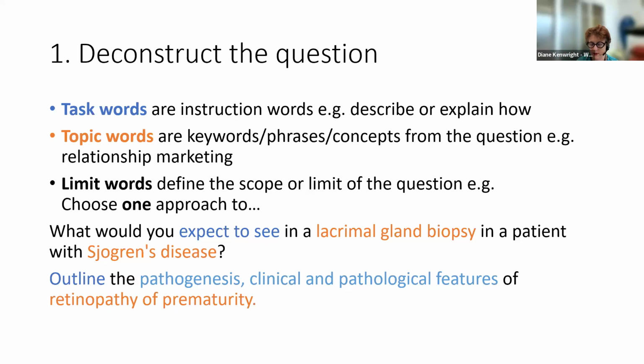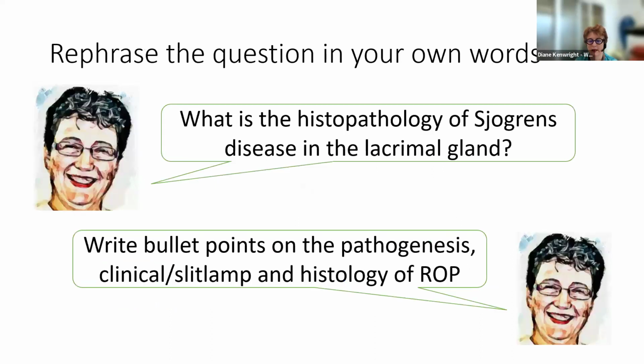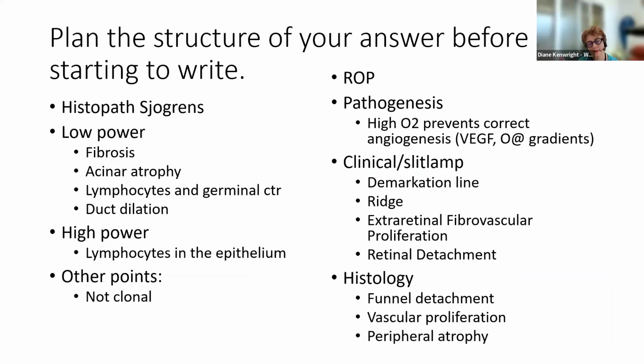All right, so that's the first step, understanding the question. If I've rephrased the questions in my mind, it was: what is the histopathology of Sjogren's disease in the lacrimal gland, for example, or write bullet points on the pathogenesis, clinical and slit lamp, and histology of retinopathy of prematurity. So step one is rephrase it in your mind, understanding the task and the subject, not going off track, and then using a structure to explain pathogenesis. I use LIPS.